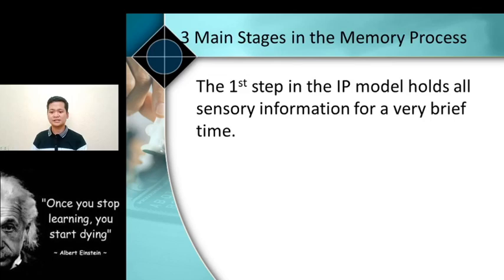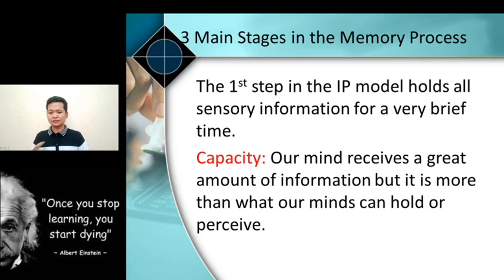So we also have the three stages in the memory process. First step in the IP model holds all sensory information for a very brief time. Capacity: our mind receives a great amount of information, but it is more than what our mind can hold or perceive. Well, no one can learn everything, right? We might sense everything, we might perceive everything, but not all that we perceive can be stored in our mind, because it also has its limitation, all right?